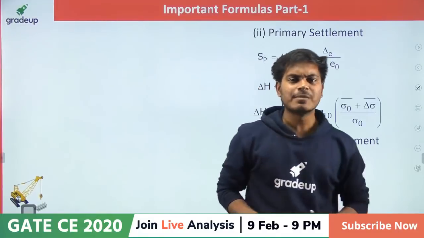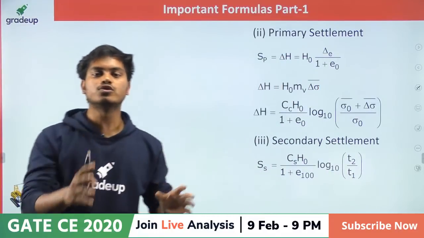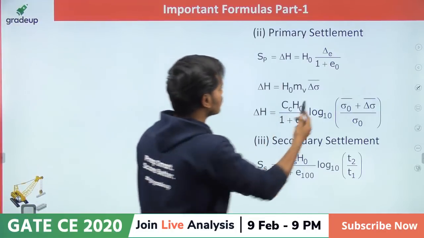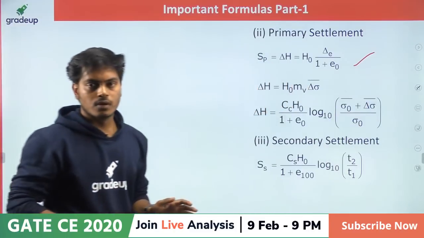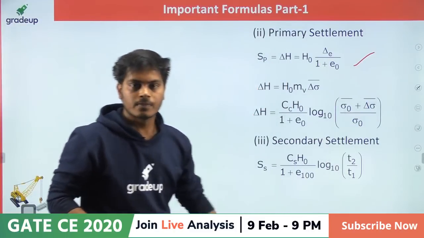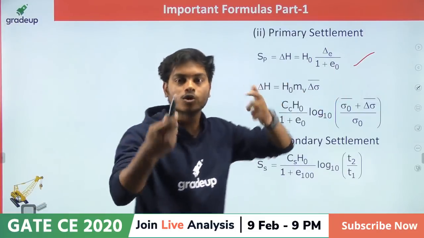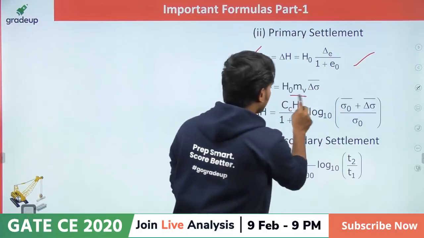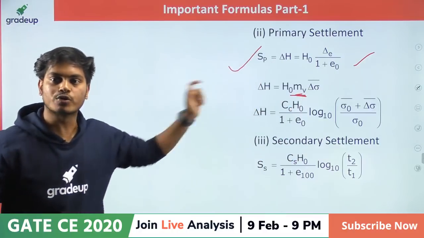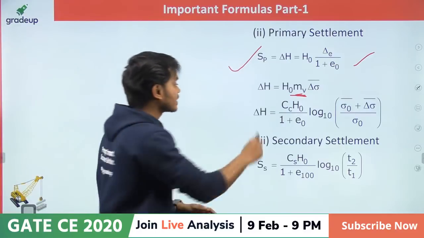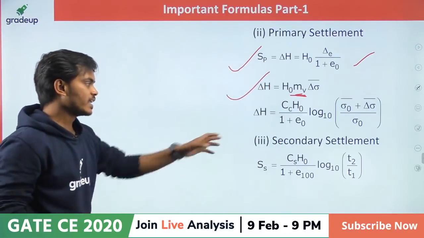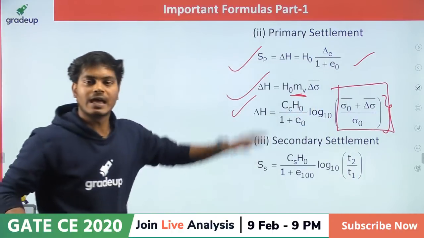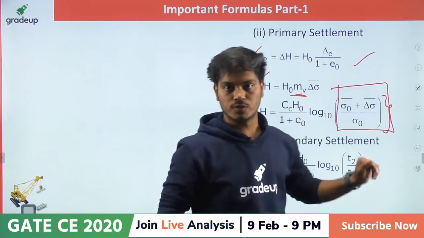Primary settlement: you will be having certain values with you, so according to the values we will use the formula. If you have the value of the void ratio, okay, void ratio you have, the difference in void ratio is also there, very good. We are going to use the first formula. If you know this value mv, we have just discussed how you can get the value. In that case use this one. And if you know these particular values, then you have to use this. Any one formula will be useful.